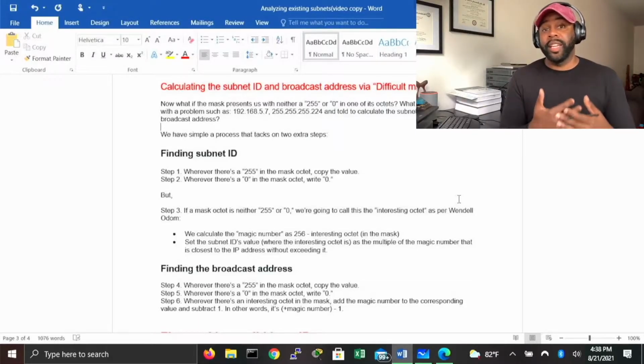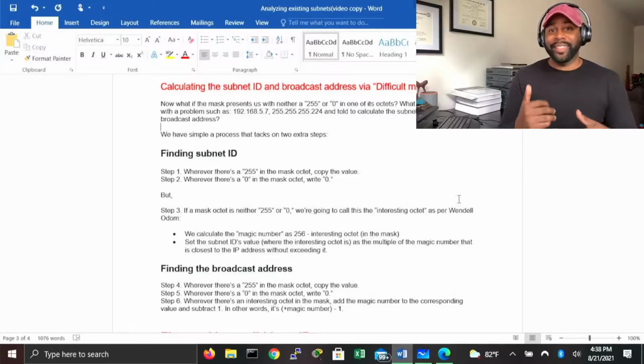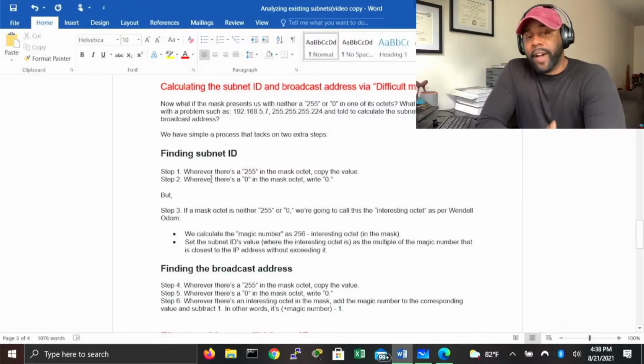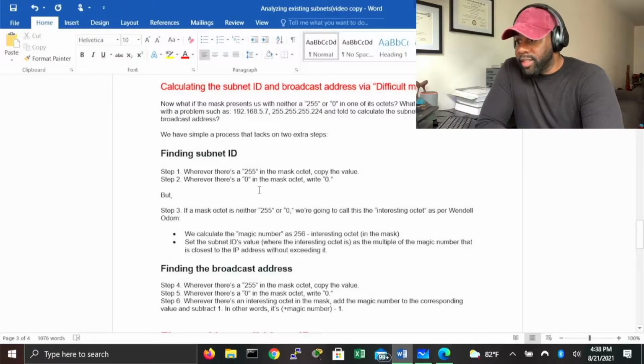Remember, we're preparing for the exam. We're not sitting here trying to figure out too much of the theory while we're trying to get the reps in for the exam questions. So, finding the subnet ID. Step one: wherever there's a 255 in the mask octet, copy the value over. Simple as that. Wherever there's a 0 in the mask, write 0.